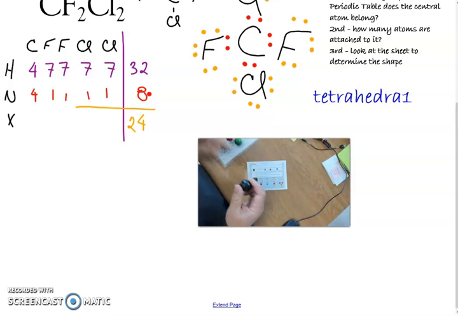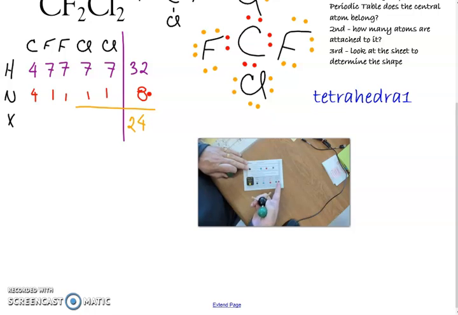1, 2, 3, 4. Actually, I'm going to replace that one. That one looks like it's broken. We don't want a broken one. 4. All right, and I now have 2 chlorines, so I'm going to use the green ones as the chlorines. It says halogens can be green, purple, or orange. In my kit, I have a whole bunch of orange. I have no purple, so I'm going to use orange, orange, orange. And so there's my molecule.